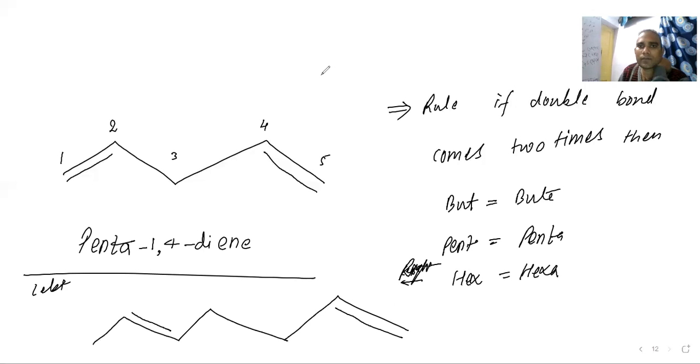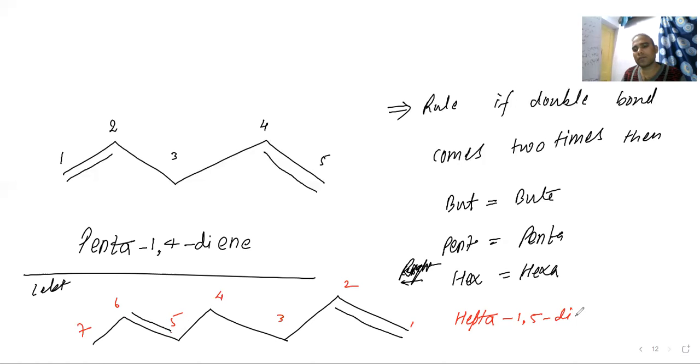The double bond is on the right side. So the numbering is 1, 2, 3, 4, 5, 6, 7. The total carbon is 7, and 7 carbons is hept, so we will have hepta. Then we have to write the positions. 1, 6? No, on this side 5. Here 5 is there, na? So 1, 5.